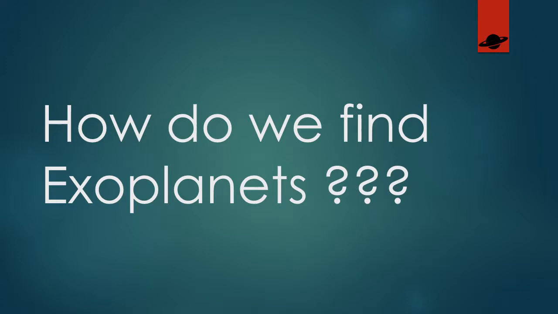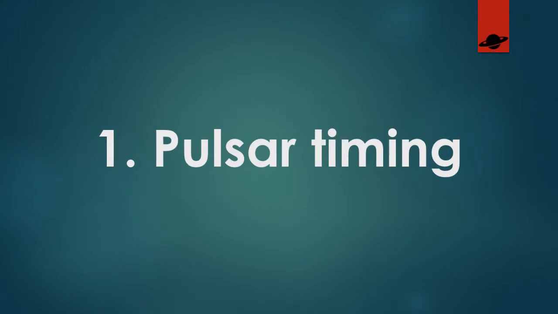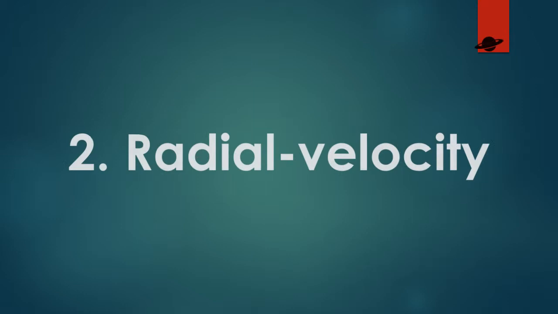Well, how do we find exoplanets? There are many different ways that astronomers find exoplanets, and here are the main methods. Pulsar timing. Pulsar timing methods involve the detection of radio waves. The radio waves are emitted by pulsars, neutron stars. If the waves picked up by the detectors are at certain intervals, it shows that the pulsar has a small orbit and therefore has a planet.